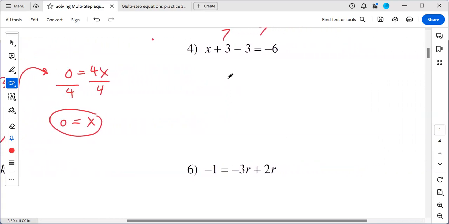Next one, same concept. I got 3 and 3. These are my like terms. Well, 3 minus 3, if I plug that into my calculator, that gives me 0. So I have x plus 0 equals negative 6. Well, anything plus 0 is going to be itself. So we get x equals negative 6. This one is all done.